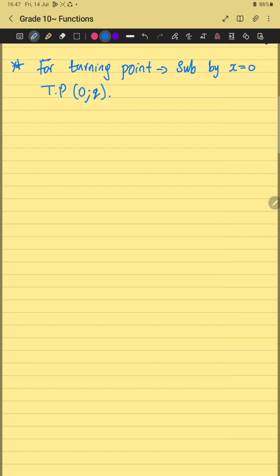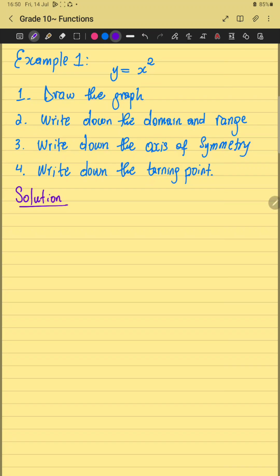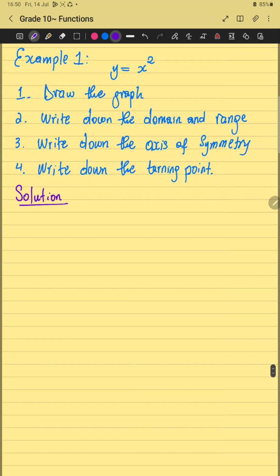Now let's take a look at the first example. How do we sketch the graph? We'll be using this equation to answer the following questions. The first one is to draw the graph and write down the domain, the axis of symmetry, and the turning point. In this graph, we're going to use a table method.